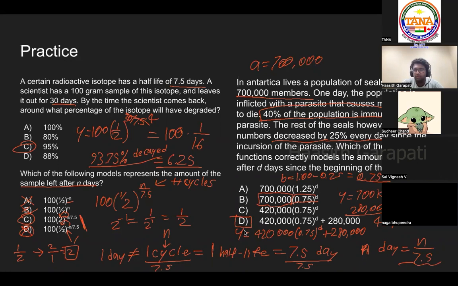It's wrong because the right population of sealing for the additional seals that are immune. That was a whole lot.